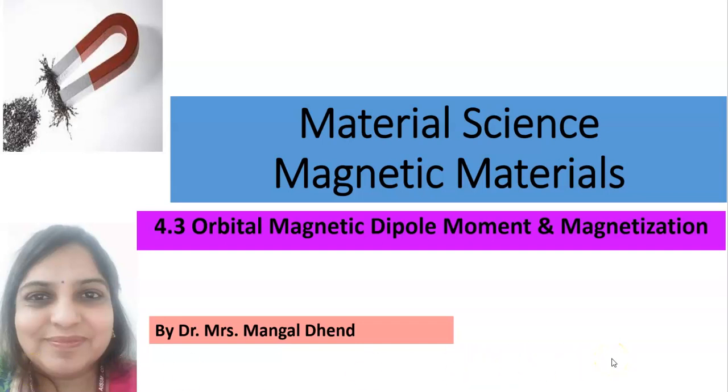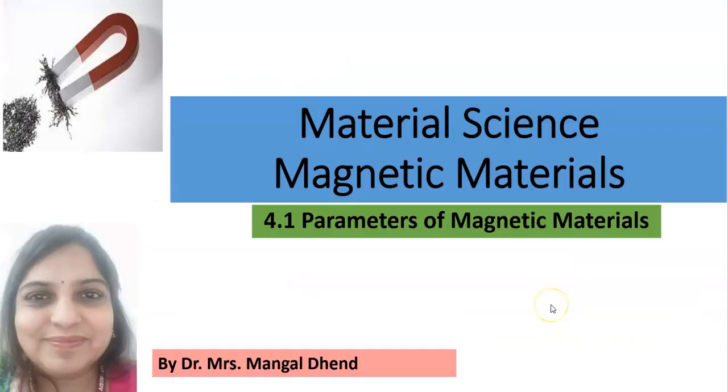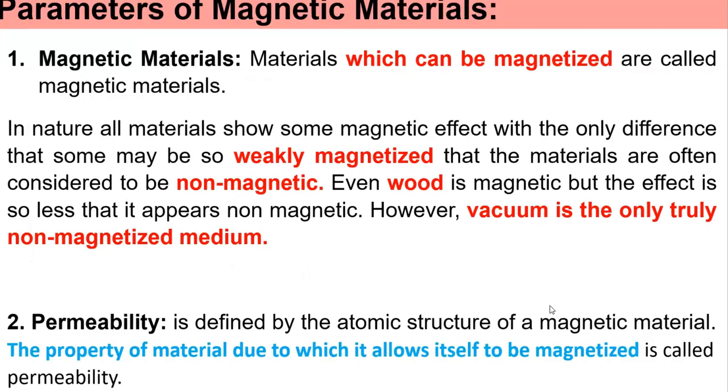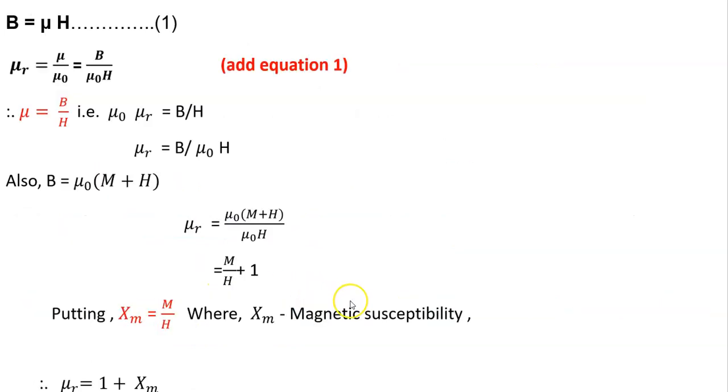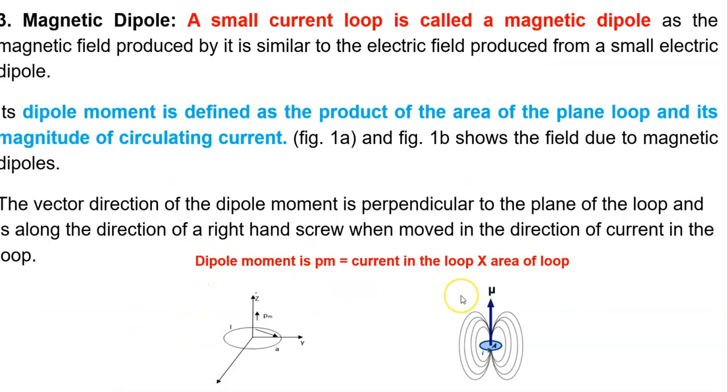Good morning, students. Now we have started magnetic circuits and magnetic materials, and in the last two lectures we have seen an introduction to magnetic materials. What are the magnetic materials? Which materials are magnetic materials? We have seen a few definitions. If you remember, we have seen magnetic materials, permeability, and susceptibility, and the difference between permeability and susceptibility.